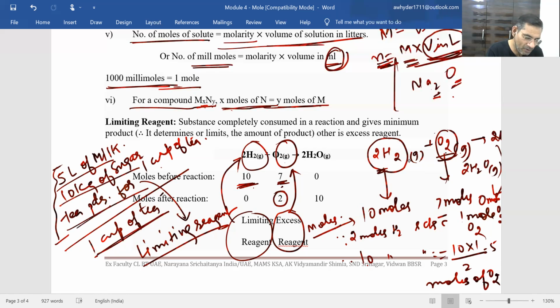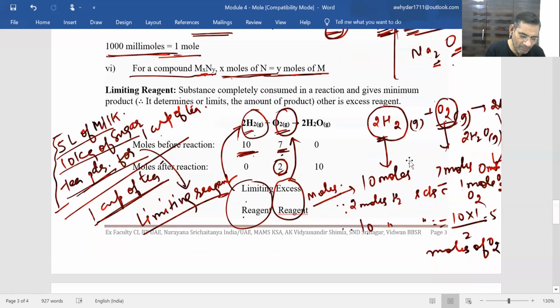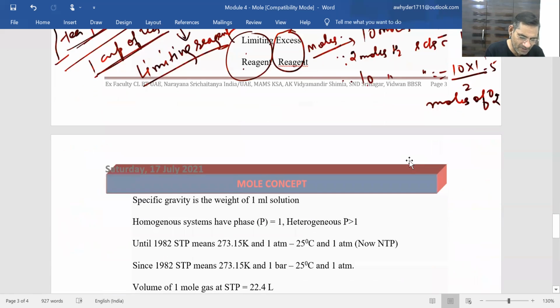So this hydrogen will be the limiting reagent. The substance which is in least quantity will always decide the amount of product formed. Since this is in excess, leftover is there. This is not in excess, this is the limiting reagent. So only hydrogen will decide how many moles of water will be formed. Is it okay? Yes. Very, very important concept in chemistry.